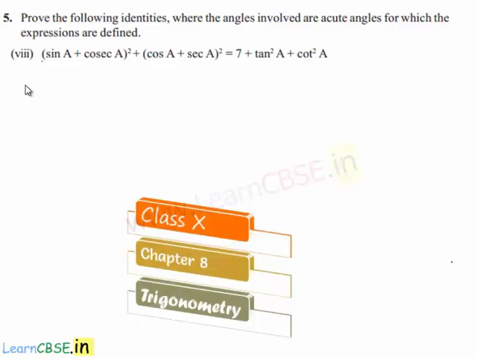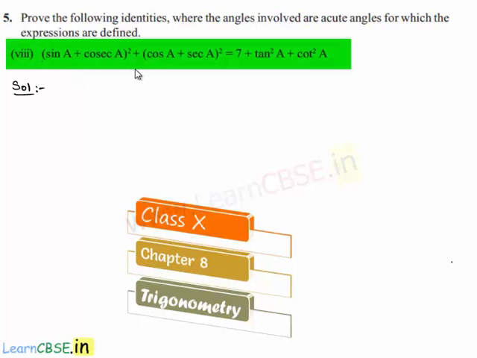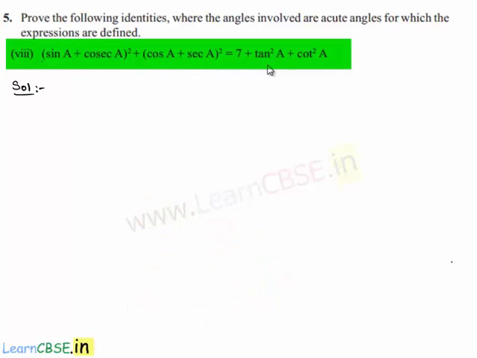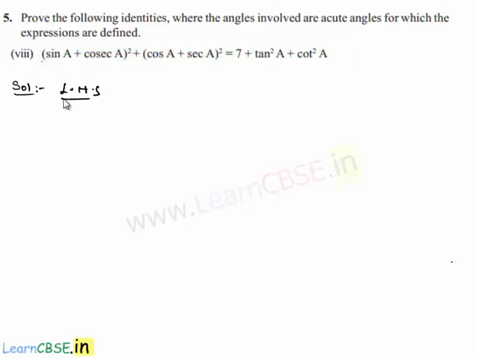Now moving on to the 8th bit of 5th problem, let us find the solution for this. Here he has given an equation, that is (sin A + cosecant A) whole square plus (cos A + secant A) whole square is equal to 7 plus tan square A plus cot square A. In order to prove this, let us initially consider the left hand side.